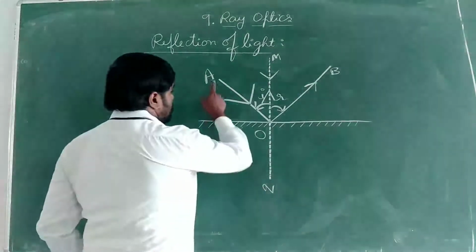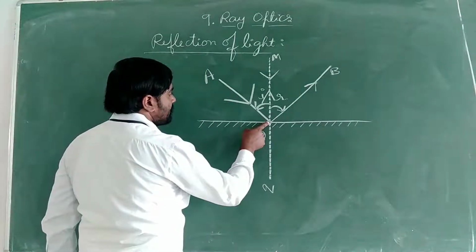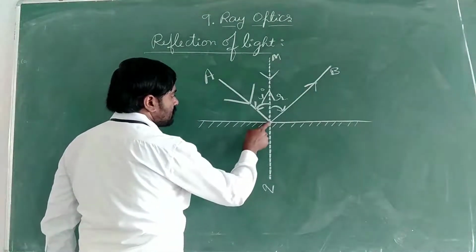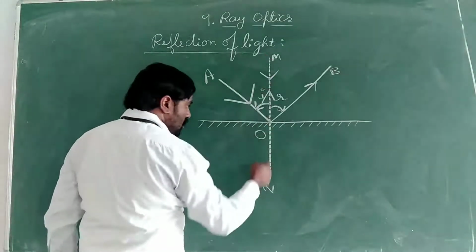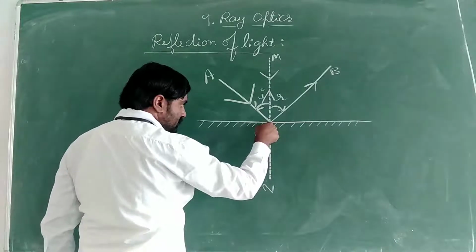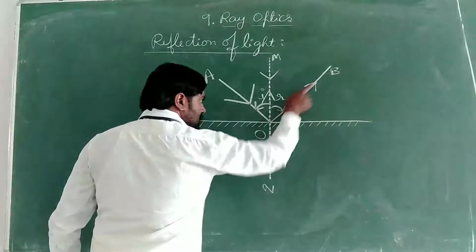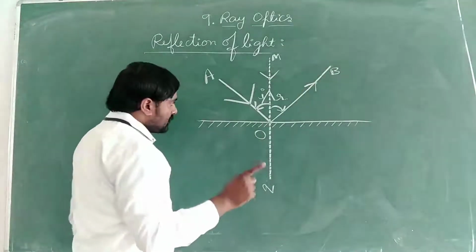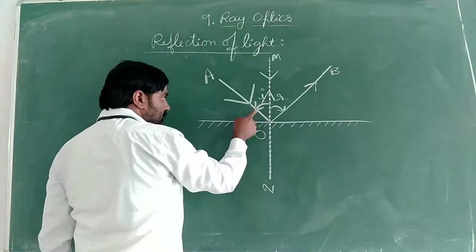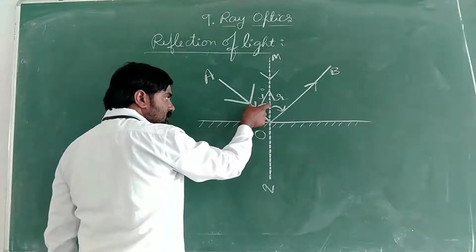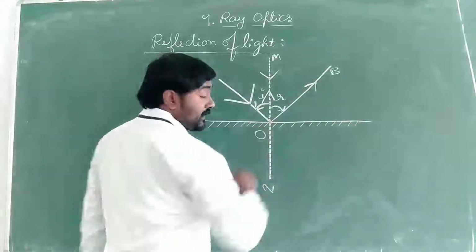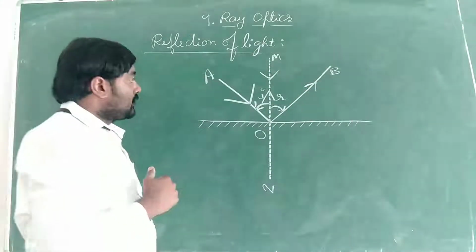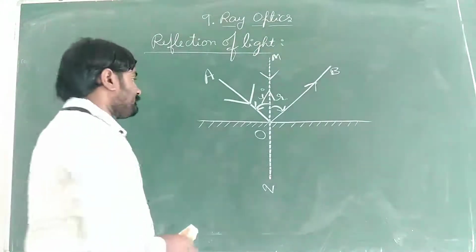So here AO is the incident ray, O is the point of incidence, MON is the normal at the point of incidence, OB is the reflected ray. The angle made by normal to the incident ray is the angle of incidence, and the angle made by normal to the reflected ray is the angle of reflection.